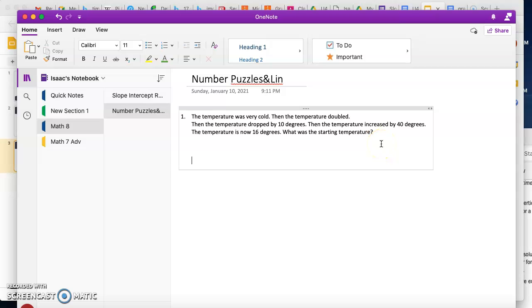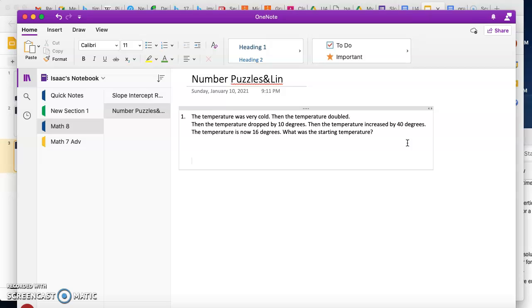So I'm guessing this must be a day on Mars because our weather doesn't fluctuate quite that much usually on planet Earth. I can't think of a single day when the temperature is increased by 40 degrees, but whatever.